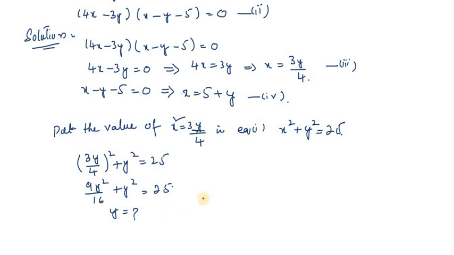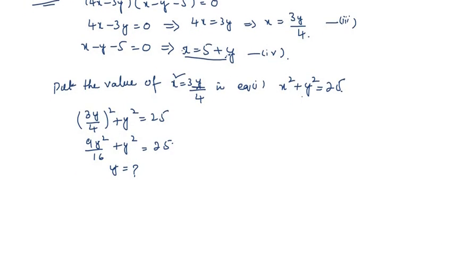And similarly, you do the same process again. We put the value of x is equal to 5 plus y in the same equation number 1, and find an equation in the form of y and get the value of y. And after getting the value of y, we again put the value of y in place of y and get the value of x. Then with the values of x and y, form the solution set.